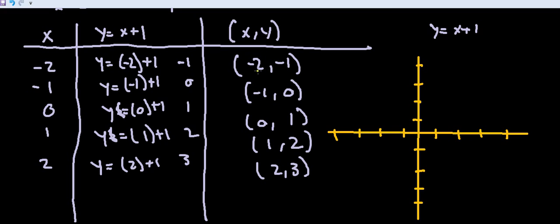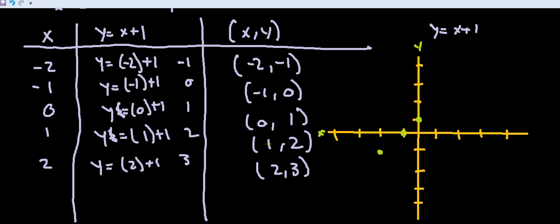For the first one we had -2, -1. Let me label our axes: this is x, this is y. So -1, -2, and then -1 for y. So here's our first point, right there. Our second point is -1, 0. So -1 for x and 0 for y. That's right here. Third point, 0 for x, +1 for y. So 0, +1, right here.